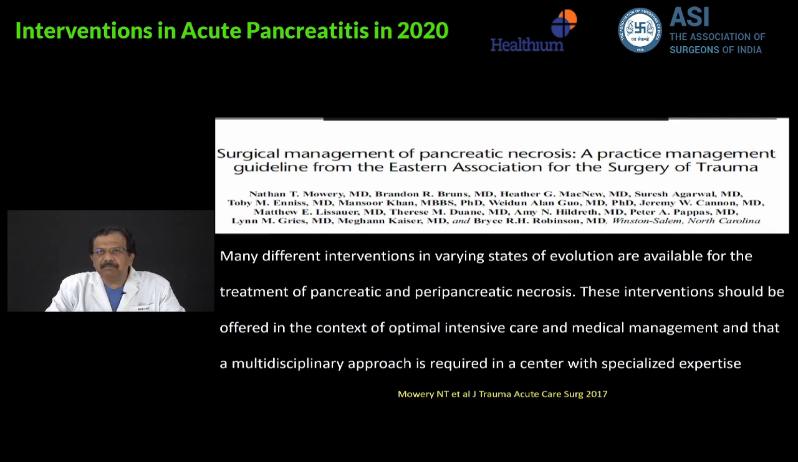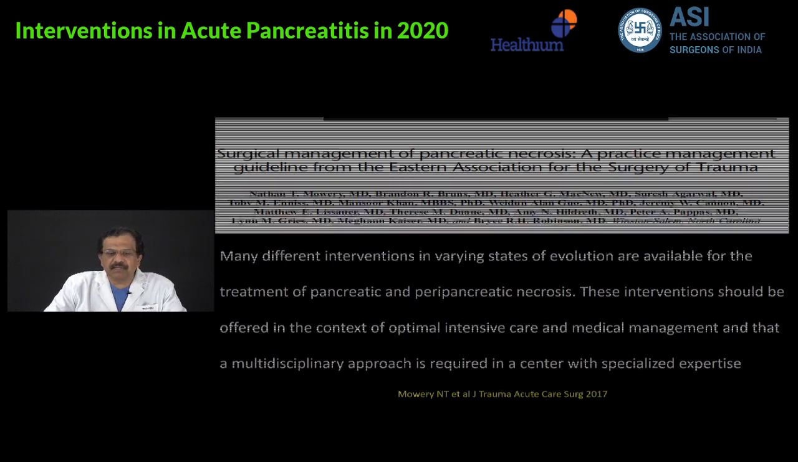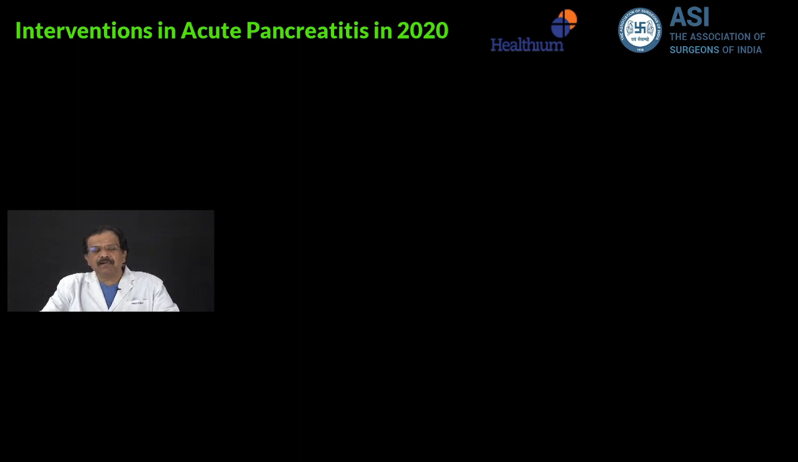So this is a beautiful paper which sums up the practice guidelines, so I'll just read it with you, which shows that there are many different interventions in varying states of evolution available for treatment of pancreatic and peripancreatic necrosis. These interventions should be offered in the context of optimal intensive care and medical management, and a multidisciplinary approach is required in a center with specialized expertise. This is absolutely very, very important. So I'll conclude and I'll show you the algorithm that we follow. This is the best thing that we have to follow.